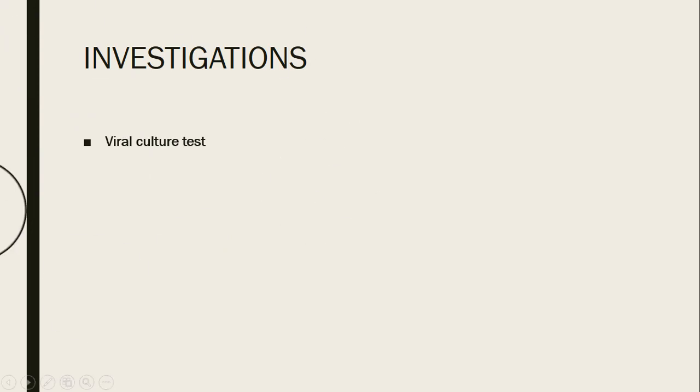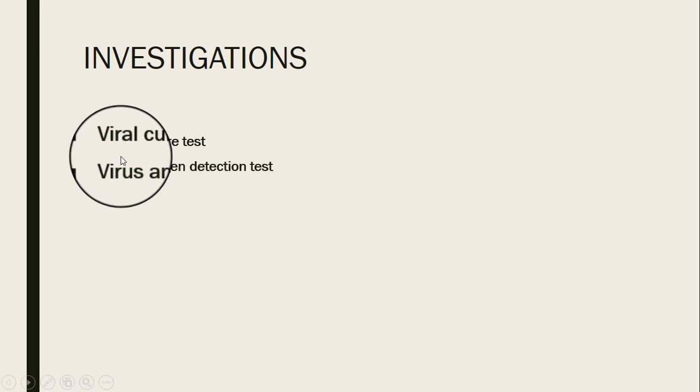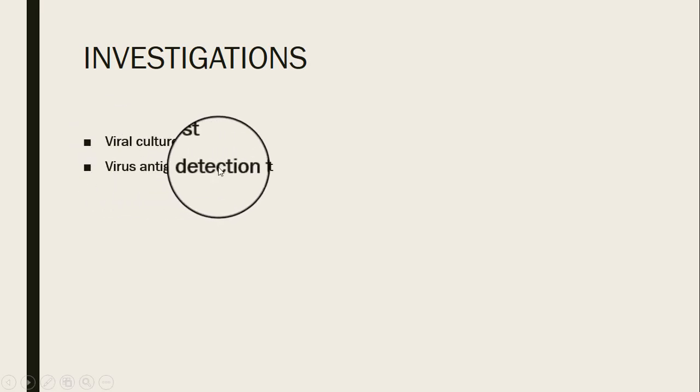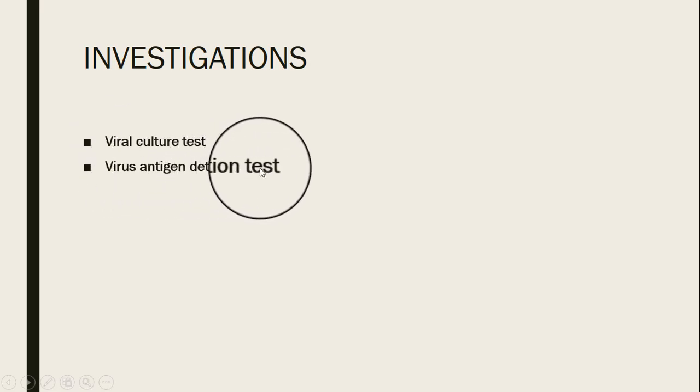So the first one is the viral culture test. This test is used to determine if a sore contains the herpes virus, and this test can sometimes produce a false negative, meaning that it may not detect the virus even though it's present. And the second test is the virus antigen detection test. This test is used to determine if antigens to the herpes virus are present in a sore or lesion.